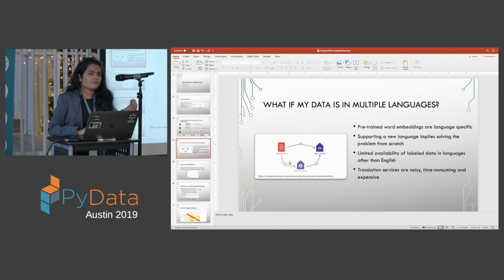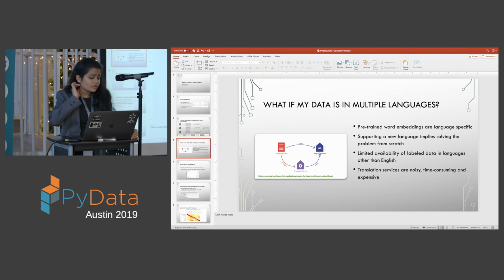Like, you have all these documents that you will translate into English and then use your original English classifier. But all of these solutions are very time consuming. They will introduce a lot of noise into your model, especially with the translation service. You're essentially adding another machine learning model before your original machine learning model. So now the errors are going to get multiplied, right? And also it's going to add a lot of cost to your project.